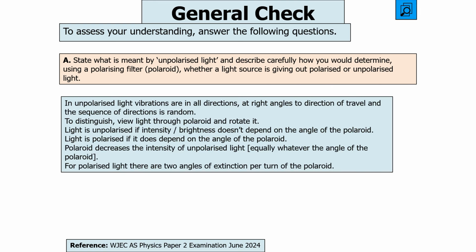Now, in unpolarized light, vibrations are in all directions, at right angles to the direction of travel, and the sequence of directions is random. Now, to distinguish this, viewing light through a Polaroid and rotating it can be used. So light is unpolarized if the intensity doesn't depend on the angle of the Polaroid. Now, light is polarized if it does depend on the angle of the Polaroid. The Polaroid will decrease the intensity of the polarized light, so for polarized light there are 2 angles of extinction per turn of the Polaroid. They tend to be at 90 degrees and 270 degrees.